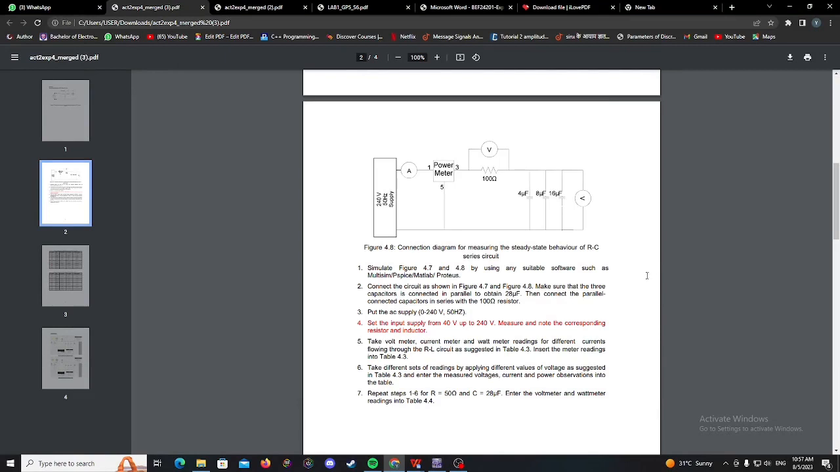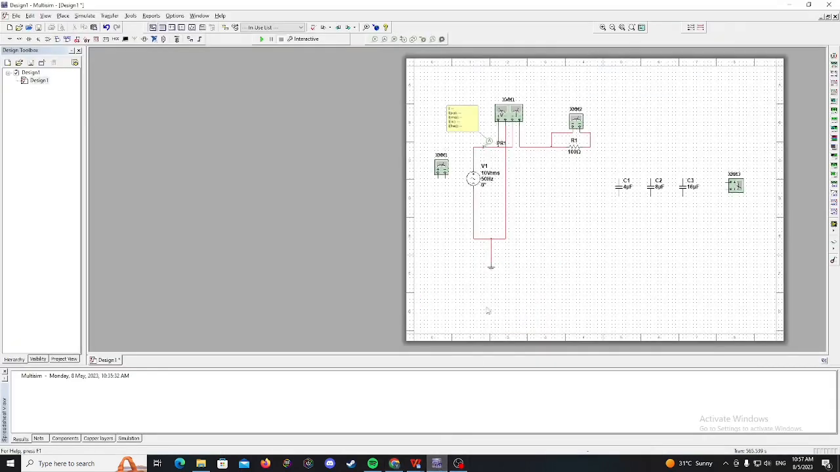Today I would like to do a simulation for lab activity 2. I'd like to start off the simulation by building the circuit which is shown here. First and foremost, I've built the circuit partially, so I would like to start off and build it again.